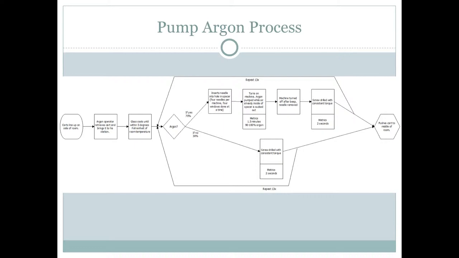After that, the operator will use an air gun to insert a gold screw into the hole in the tin spacer. If the window module does not require argon, the operator will simply insert a silver screw into the hole in the tin spacer. And after the entire cart has been completed, it will move on to the next process.